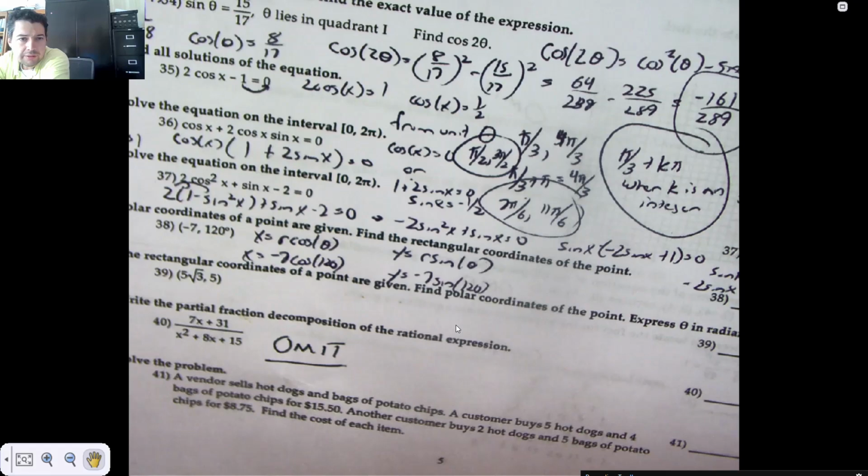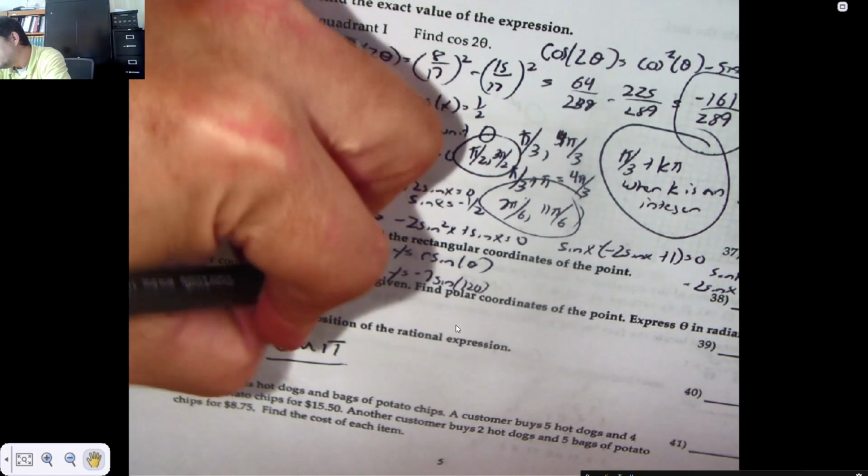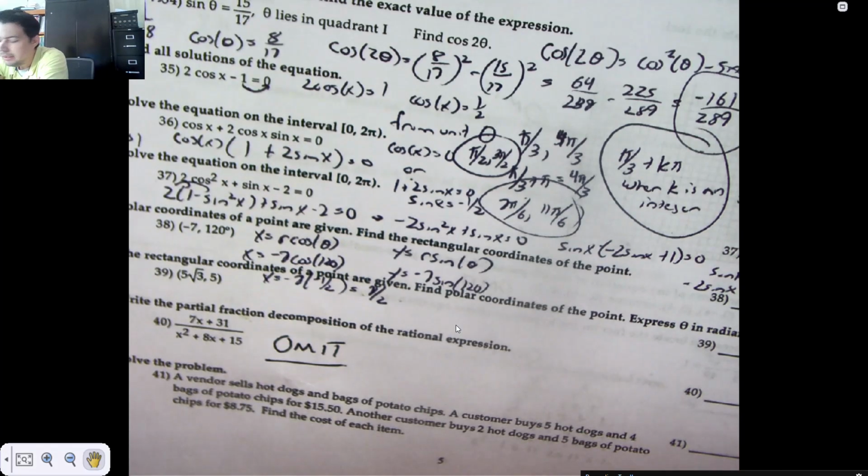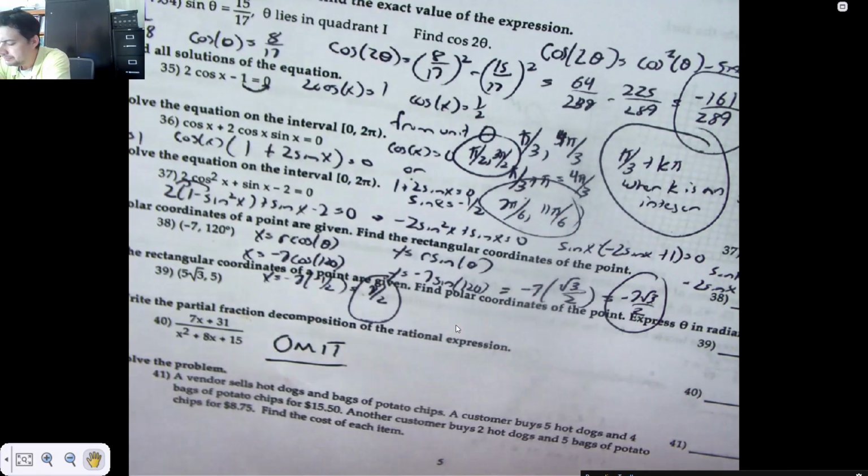The x value is a negative 1/2, isn't it? Makes sense. So x is negative 7 times negative 1/2, which is 7/2. And if I'm at the unit circle at a 120 degree angle, it seems like the sine ratio is root 3 over 2. So y is negative 7 times root 3 over 2, which is negative 7 root 3 over 2. So you got your x and you got your y.